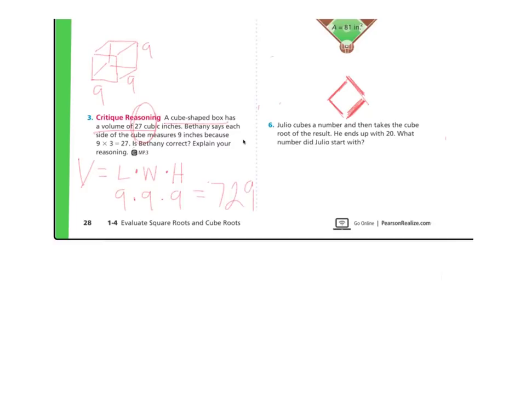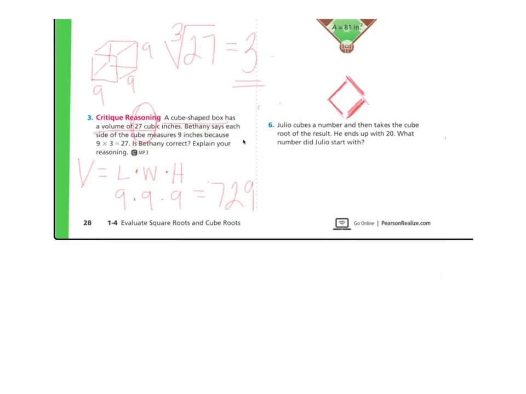So Bethany is wrong. She just said, hey, if there's 3 sides and they're all the same, 27 divided by 3 is 9, but that doesn't work. Really, we want to take the cube root of 27. Go ahead and put that into your calculator. Some number times itself 3 times is 27. That, of course, is 3. So 3 is the right side length for this cube, not 9.